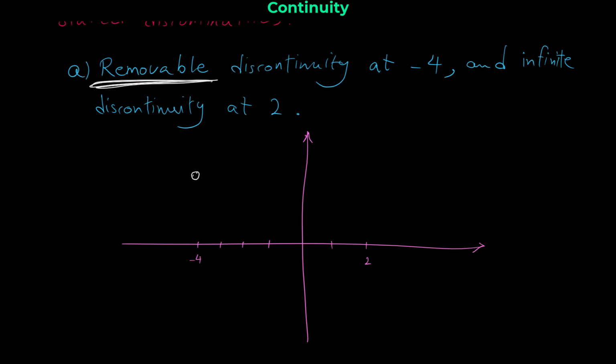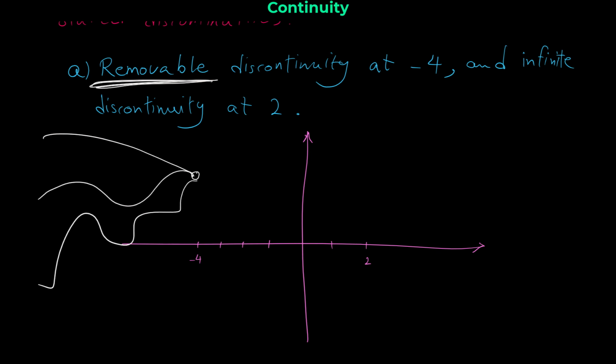Whatever you want to graph in the left side of this hole is completely optional. You can graph something like this, or maybe something like this, or any other thing. But it should be continuous in the left side of -4. Attention, it's continuous everywhere except -4 and 2. So I prefer to graph this in the left side of -4.